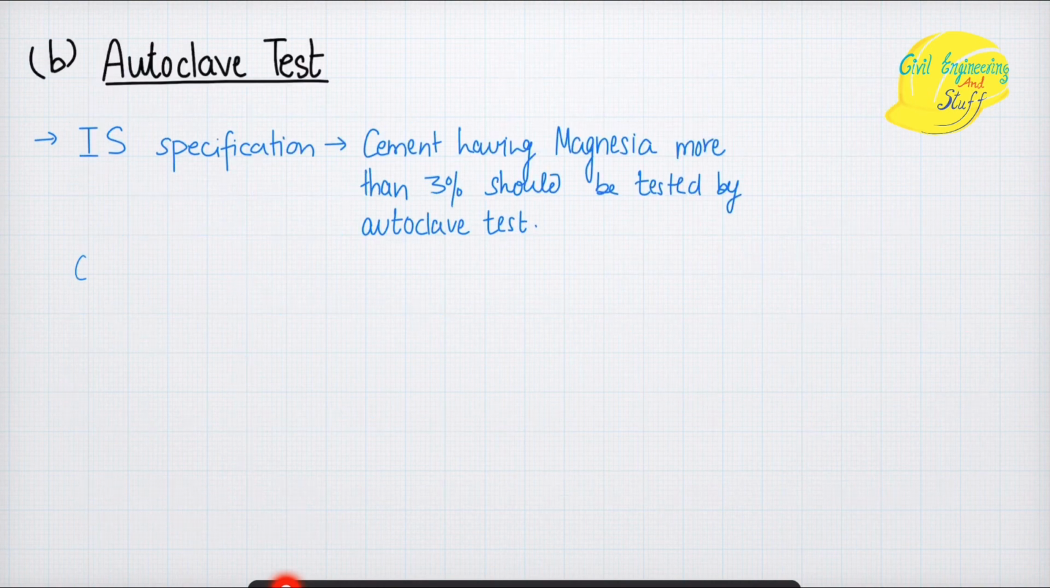Now for the autoclave test. As per the IS specification, cement having magnesia more than 3% should not be tested for the autoclave test. So if from the chemical test we find that the quantity of magnesia in the cement is more than 3%, then we do not test that with the autoclave test.